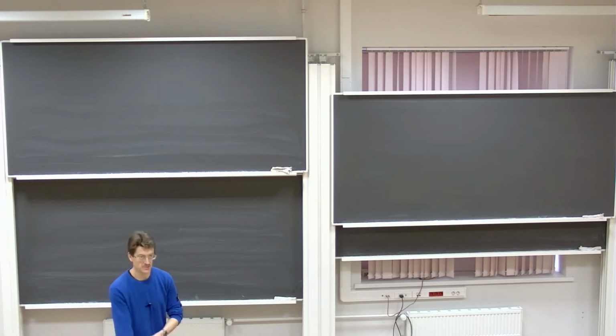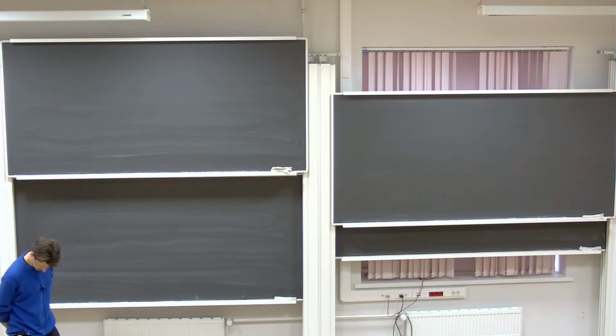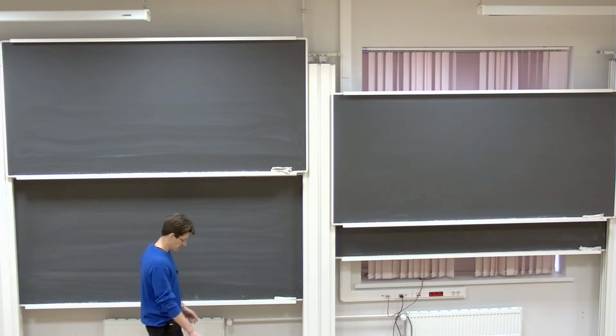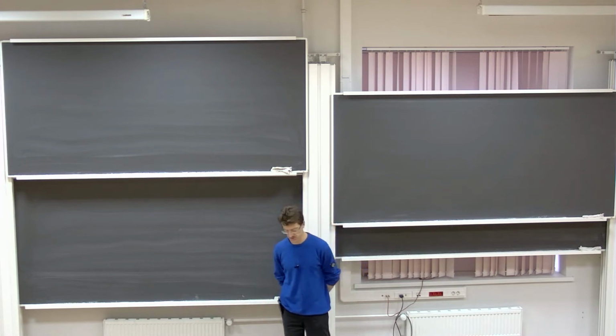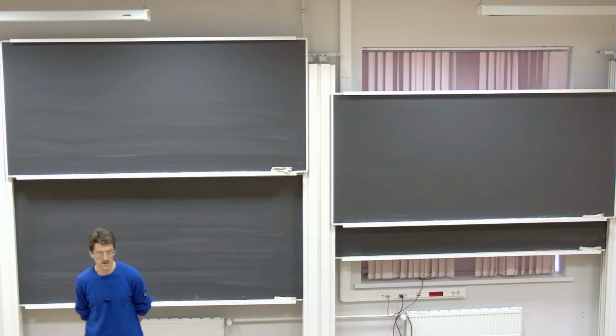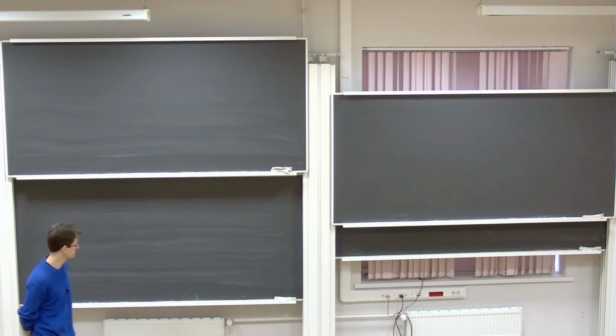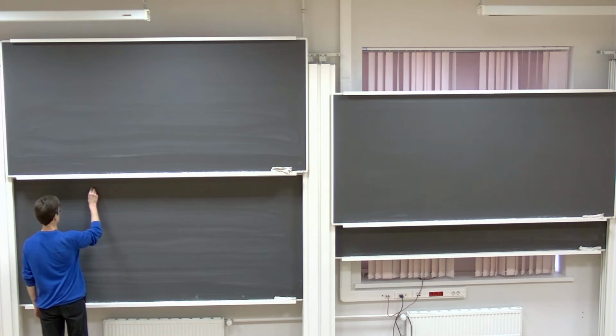Okay, so at the previous lecture we introduced Banach algebras. We discussed some examples of Banach algebras, and we proved that the spectrum of any element of a unital Banach algebra is compact and non-empty. And today our first goal will be to discuss the spectral radius in Banach algebras.